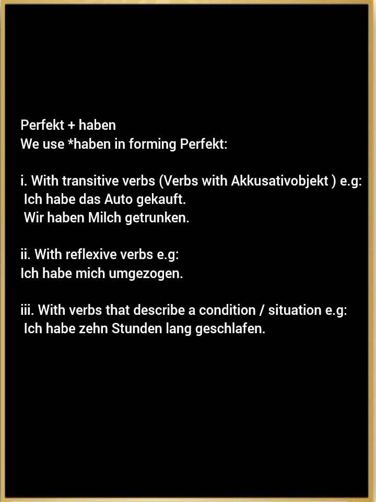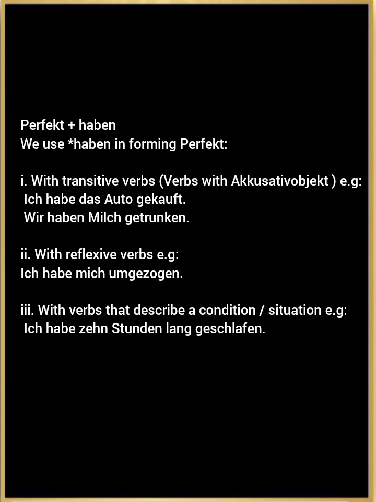Okay. Number three, with verbs that describe a condition or situation. So this also forms the perfect tense with haben. Example, you can see the verb here is schlafen. Ich habe 10 Stunden lang geschlafen, which means I slept or I have slept for 10 long hours. You can see this one describes a condition. So they also form the perfect with haben. So those are the examples that form their perfect tenses with haben.